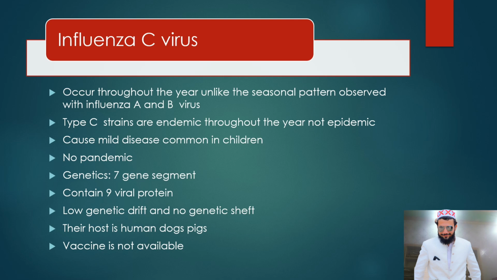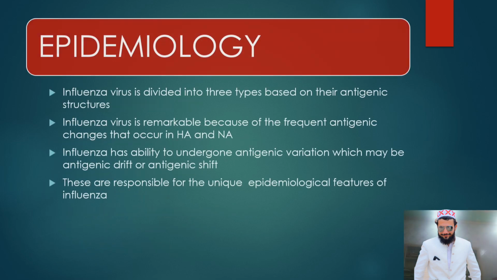Influenza C virus occurs throughout the year, unlike the seasonal pattern observed in influenza A and B virus. Type C strains are endemic throughout the year, not epidemic. They cause mild disease, common in children. No pandemic. The genome contains 7 gene segments and 9 viral proteins. Low genetic drift and no genetic shift. Their hosts are humans, dogs, pigs. A vaccine is not available.